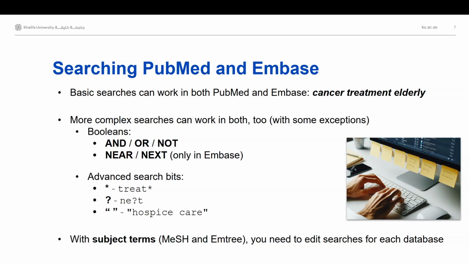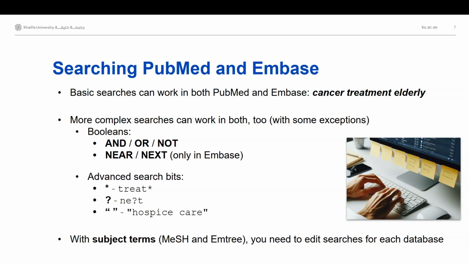Now, some databases, and Embase is one of these, can also search for NEAR and NEXT. So you can search for two words to be close to each other with NEAR, and with NEXT, they're close to each other in a particular order. There are also advanced search bits that work across different databases, including these.